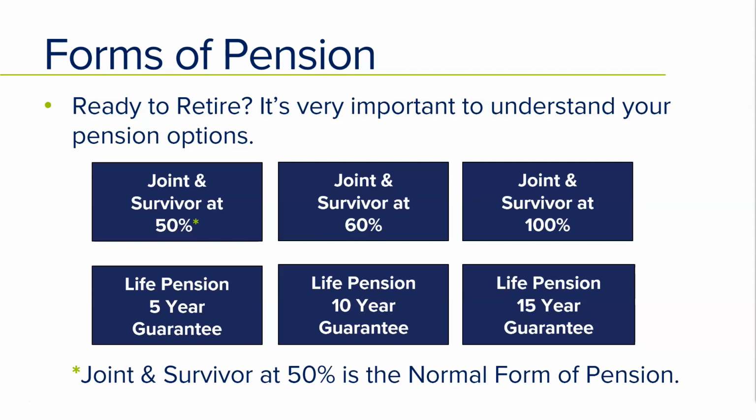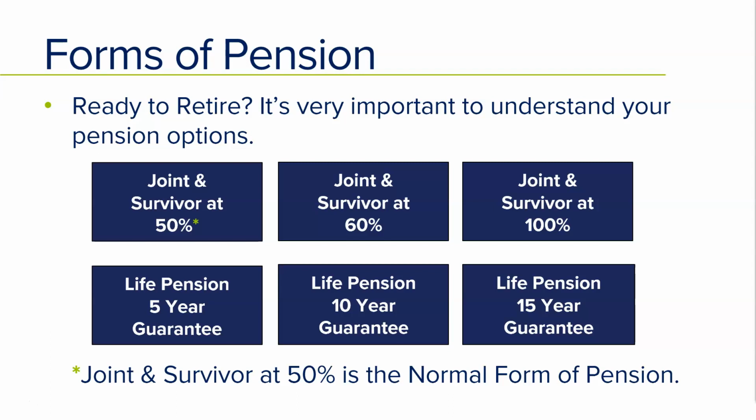So for your pension plan, there are different options. There's six different options. There's the joint and survivor at 50% option, which is your normal form. And there's also the joint and survivor options of 60 and 100%. These options would be if you have a spouse. Now keep in mind, a spouse is defined under the Pension and Benefits Act, the PBA, as married to that person or 2 years common law.